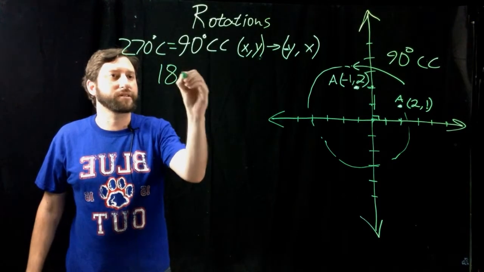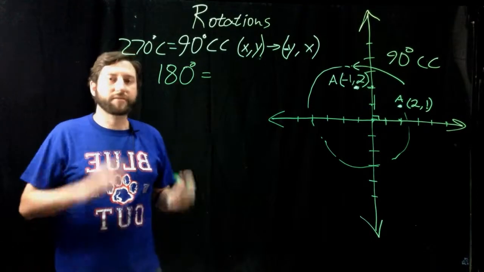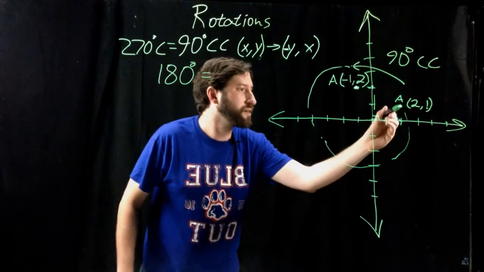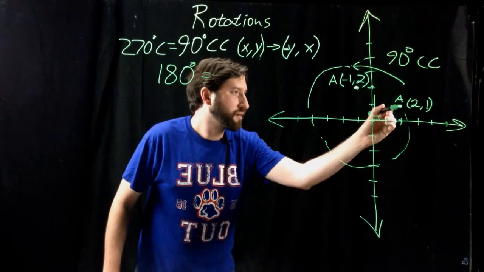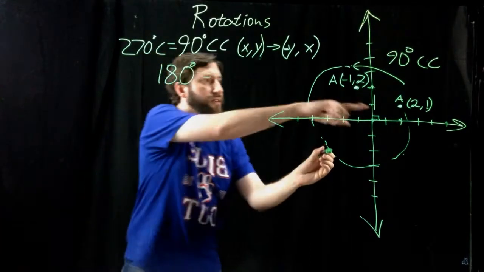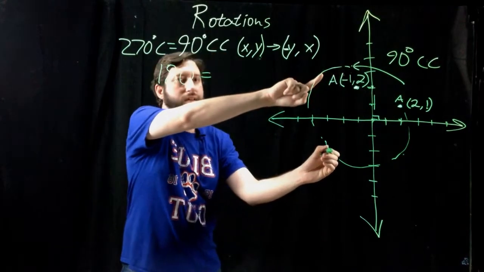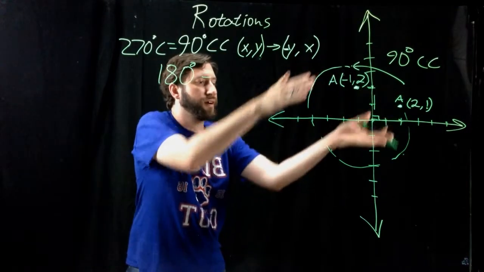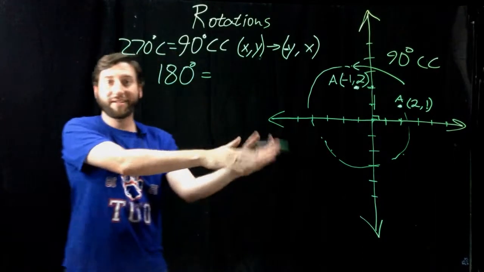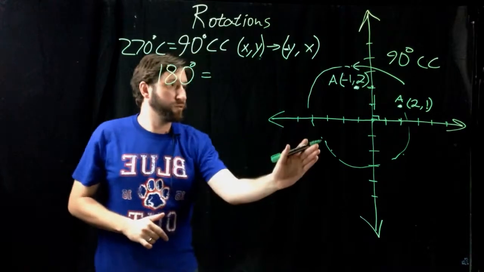180 degrees is really easy. It doesn't matter if it's clockwise or counterclockwise, because notice, if I go clockwise, I go to the fourth quadrant, then the third quadrant. If I go the other direction, counterclockwise, I go to the second quadrant, then the third quadrant. I still end up in the same spot. So it doesn't matter which direction you go.